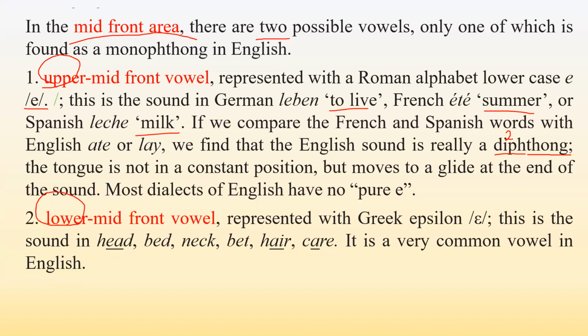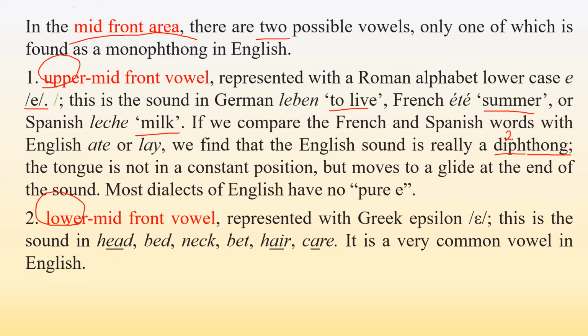But in English, comparatively, it sounds like a diphthong. So the tongue is not in a constant position, but moves to a glide at the end of the sound. So the tongue is moving while we produce this sound unit. But when you just produce the sounds like E, A, O, U, the tongue is not moving anywhere. The tongue is in a fixed position, wherever inside the mouth. But when we pronounce diphthongs, our tongue is moving.